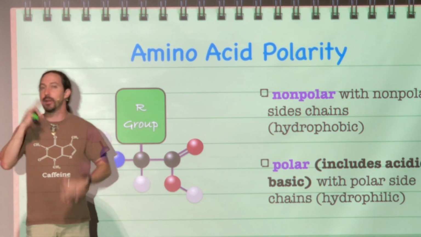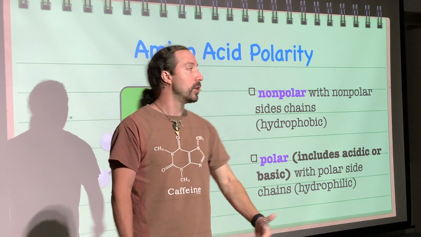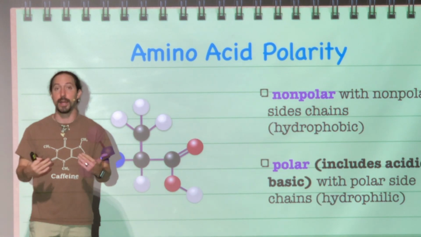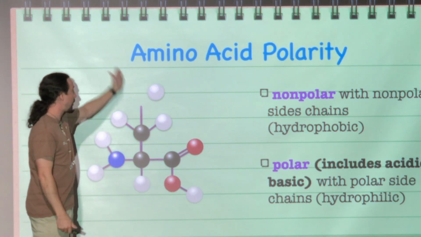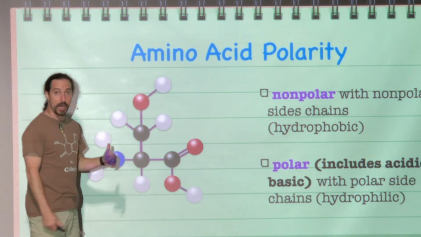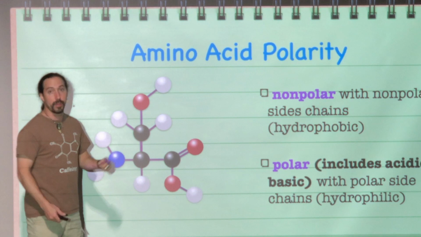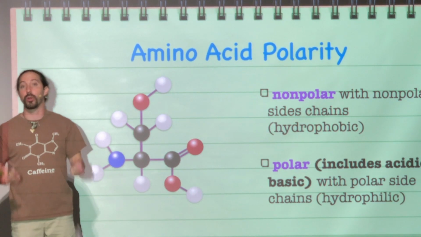But when we categorize them, we don't categorize them by the entire amino acid structure. We only categorize them by the R group. So it's all about this side chain. If the side chain happens to be just a carbon bonded to 3 hydrogens, like alanine, then it would be a nonpolar amino acid, because it has nonpolar character. If, on the other hand, we replace that hydrogen with a hydroxyl group like serine has, then all of a sudden, that oxygen makes this R group polar. And since it makes that R group polar, we will categorize it as a polar amino acid.